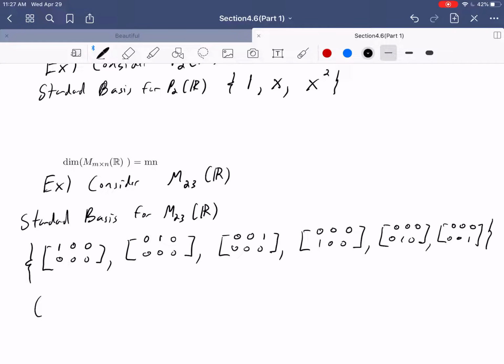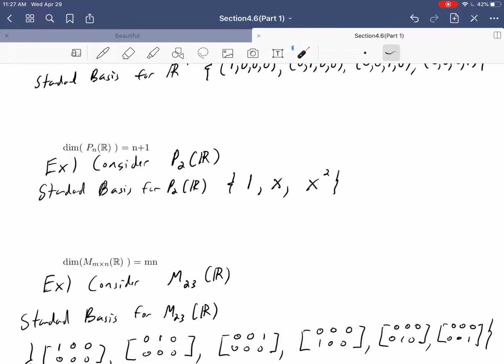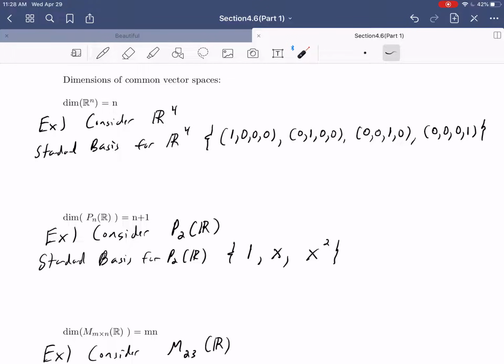As a side note here, you should recognize that for square matrices, M_n(R), the dimension must, by the same logic, be n squared, because you have a square matrix. n times n will give you n squared. So for each of these, I'm showing you just the concept of the standard basis, and then using that to justify this general statement about the dimension. Now, do keep in mind that these are stated to you now, so now you know the dimension of each of these three main vector spaces that we keep encountering.